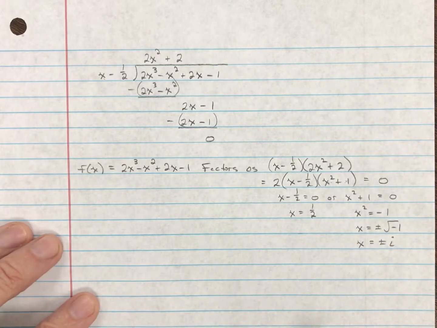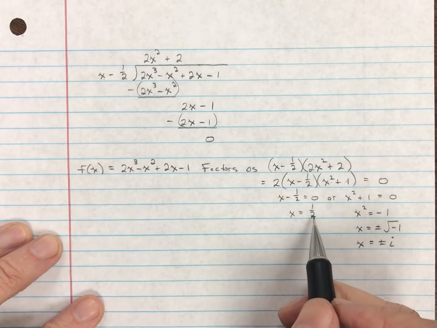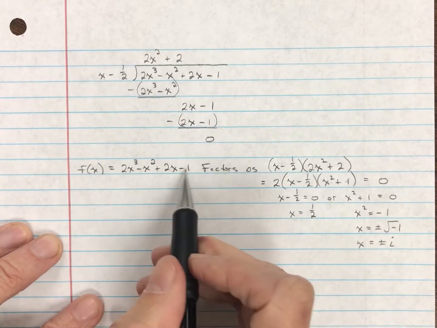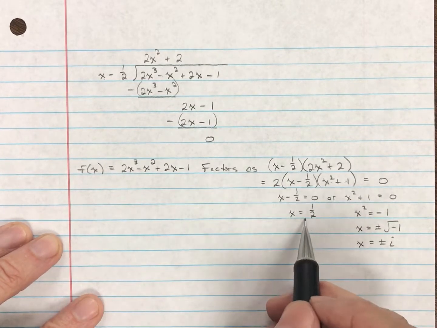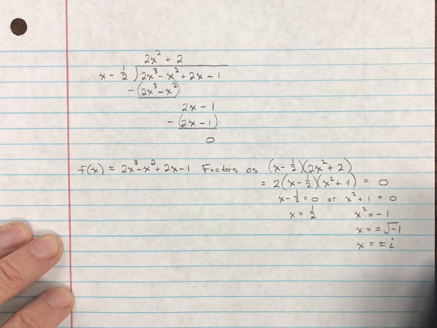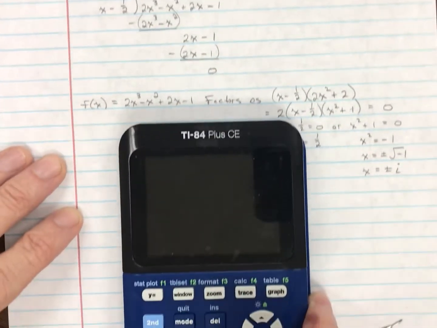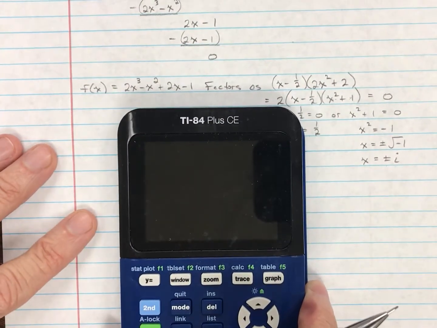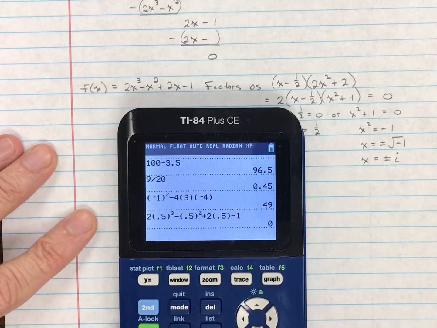As far as the real zeros are concerned, this function has one real zero. It has 2 imaginary or 2 complex zeros. Let's go back to the graph quickly and take a look at that. Then we'll call this video lecture done.